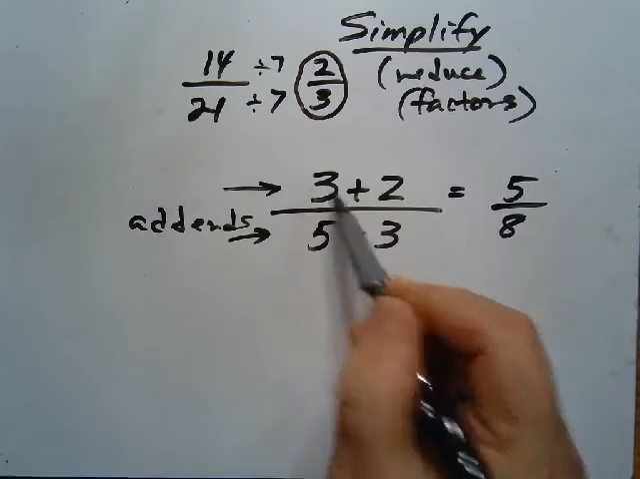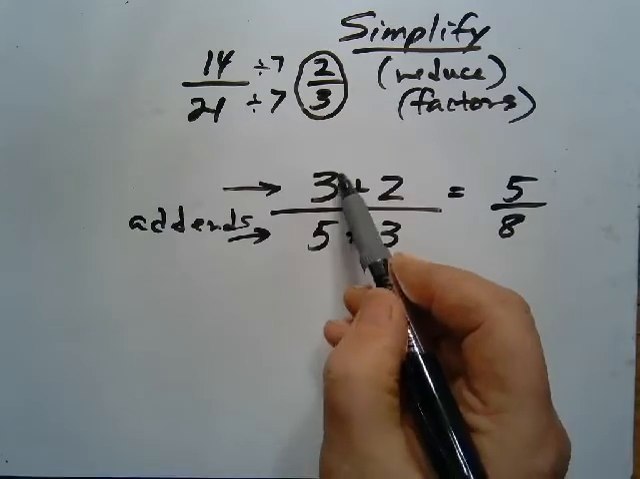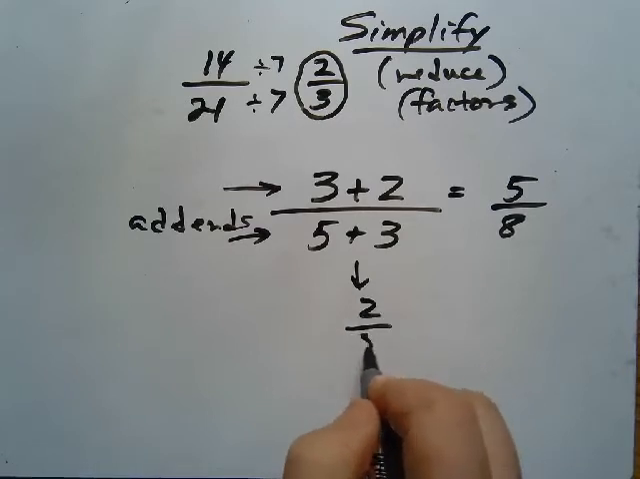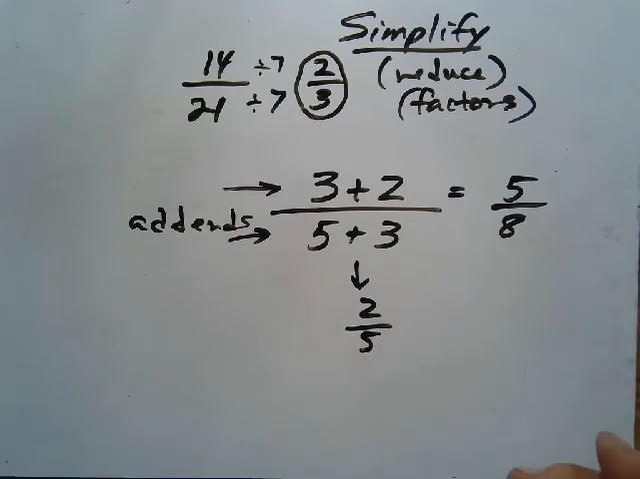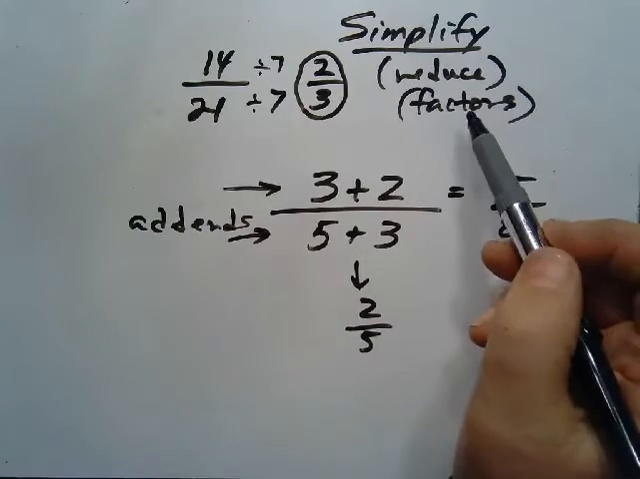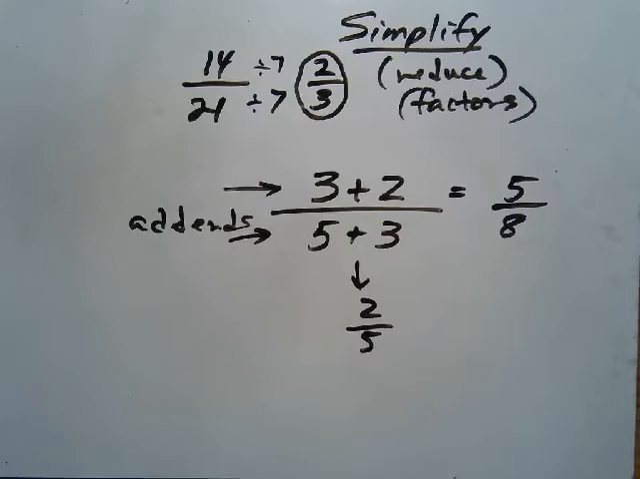And if you try to reduce addends in the problem, let's say I would cancel this, 3 cancels 3, I'd end up with 2/5. Well, 2/5 is not anywhere close to 5/8. So you cannot cancel addends. You can only cancel factors. Try to hang on to that. That's going to come up in some complicated problems.